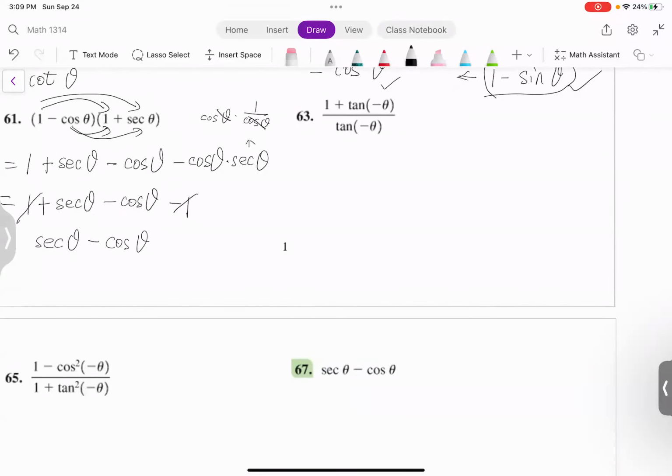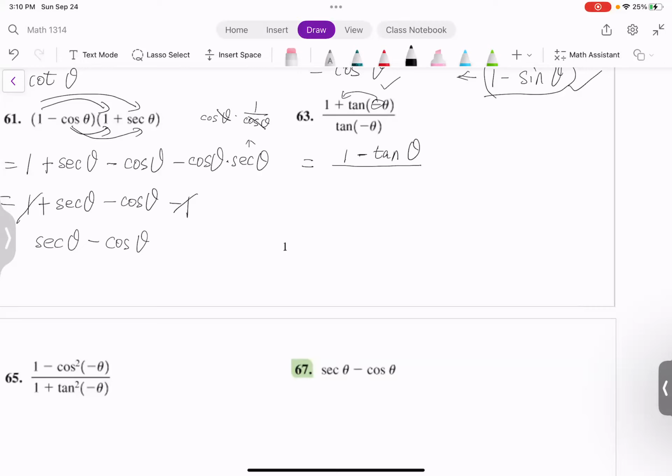How about the next one? If my expression has a negative sign in the angle part, we must use the even or odd property or identity to get rid of the negative angle. On the top, we have 1 plus tangent negative theta. We have learned that tangent is an odd function, so I can move the negative in front. Okay, I'm having 1 minus tangent theta.